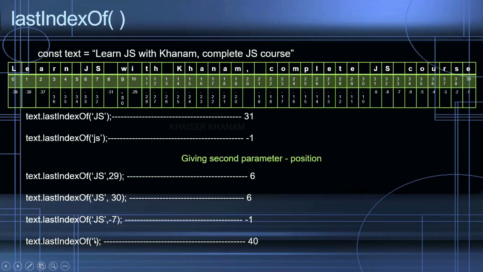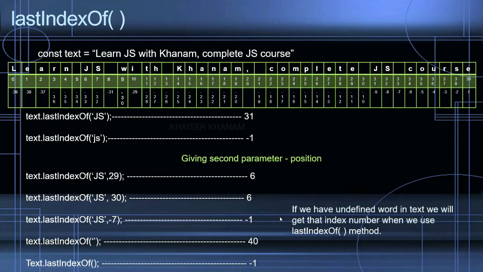And if I give an empty string, after the last index I am not having anything, so it is empty. So I will get the last, whatever index number after this, that is 40, I will get that result. And finally for empty, we will give -1. And if we are having undefined, we will get that index number. Okay, let's see this practically.